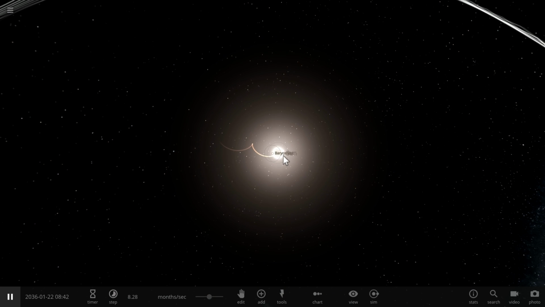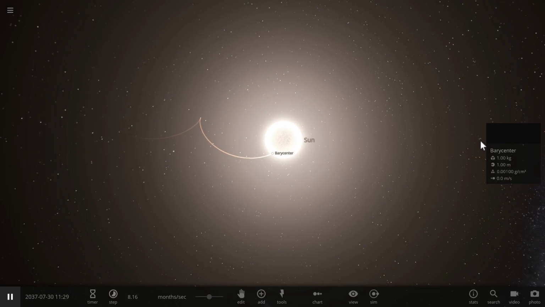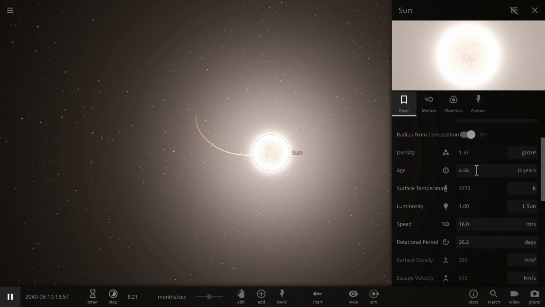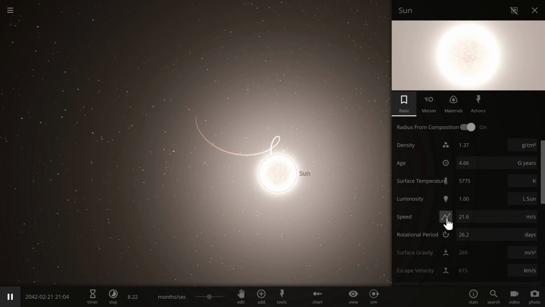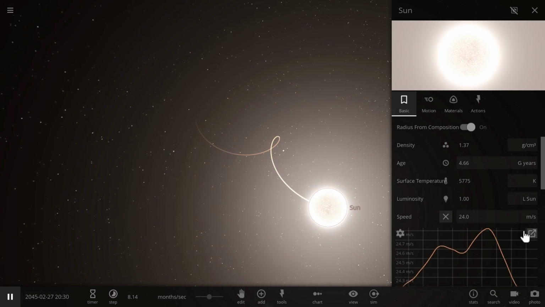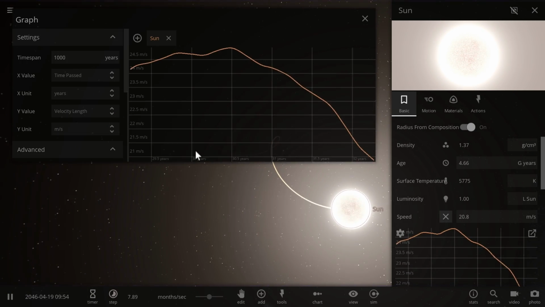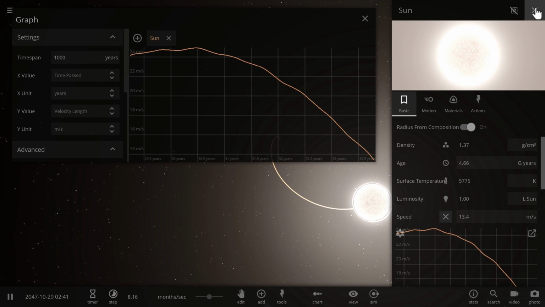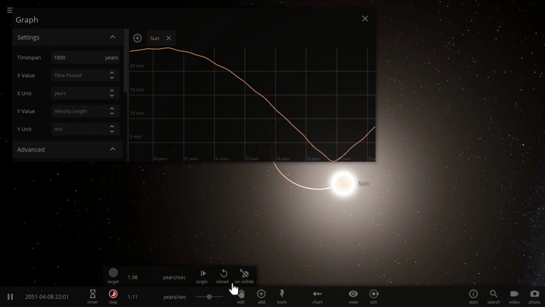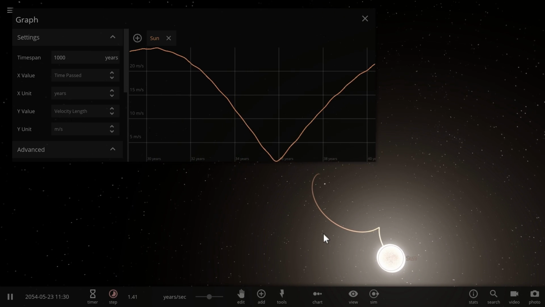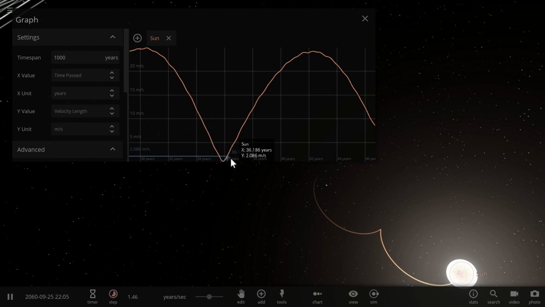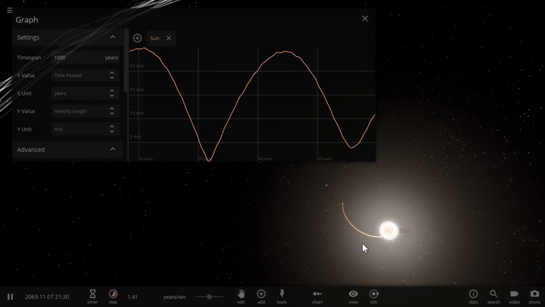Now, interestingly, I can remove the barycenter for now. If I look at the Sun's velocity here, the speed that it changes by, let's make this into a separate graph. You'll see that the velocity of the Sun actually changes quite dramatically because of Jupiter. And this can be detected from other planets, other stars. So if aliens are looking at us right now, they can see that our Sun kind of wobbles around, and this is because of Jupiter.